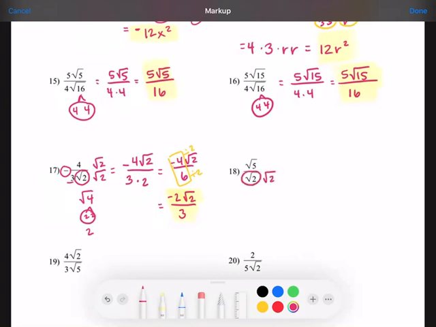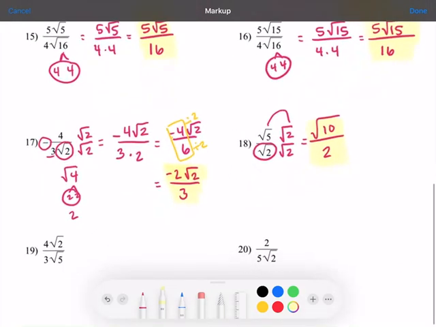Number 18, I have square root of 5 divided by square root of 2. So I cannot have this in the denominator. I need to multiply the top and bottom by square root of 2. On the top, because they are both in the radical, I can multiply 5 times 2, and I get square root of 10. And on the bottom, square root of 2 times square root of 2, once again, gives me the square root of 4, which just equals 2. So I have square root of 10 over 2. I cannot simplify this further because factors of 10 are 5 and 2 with no match. So this is my final answer.